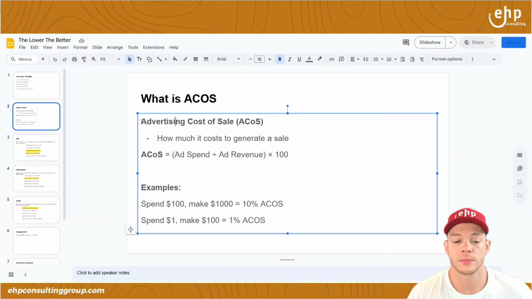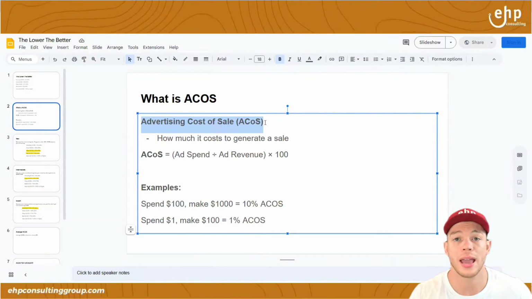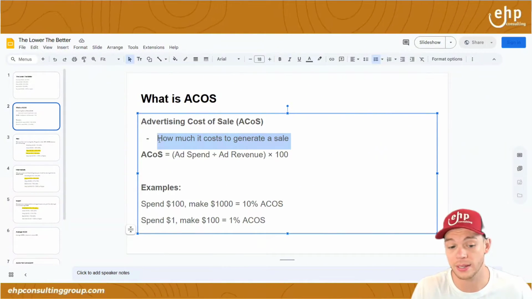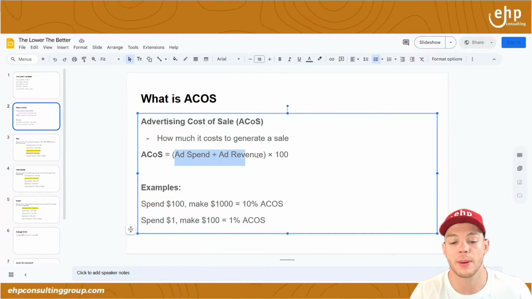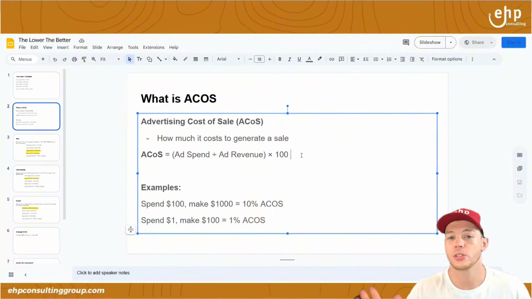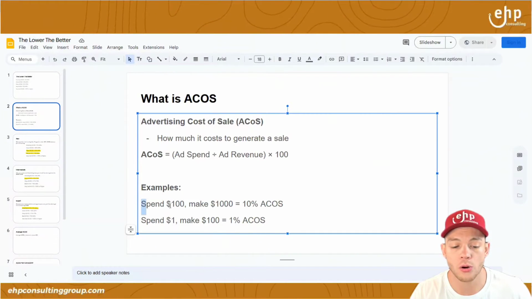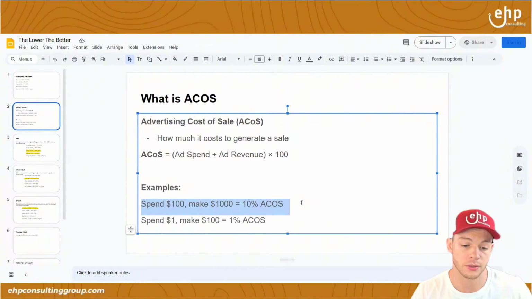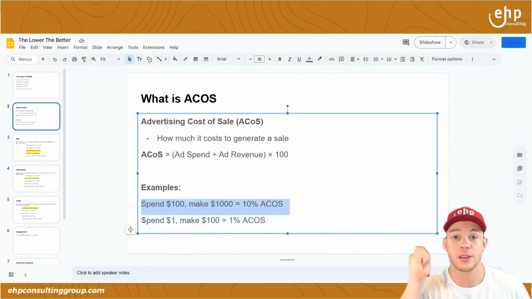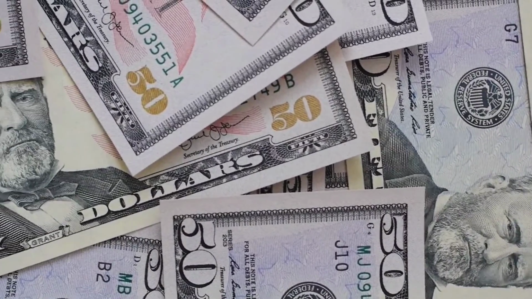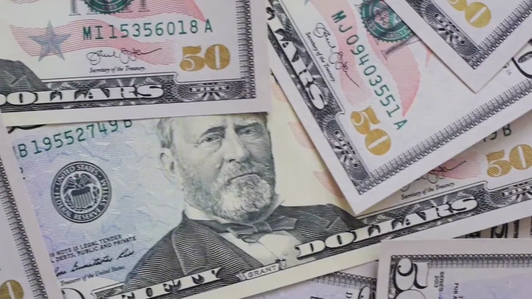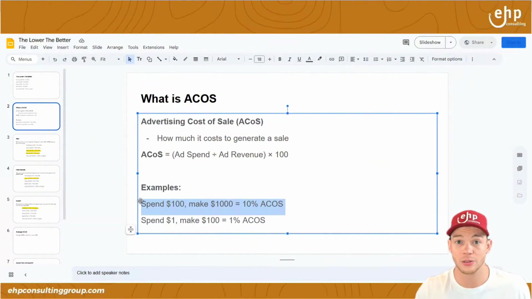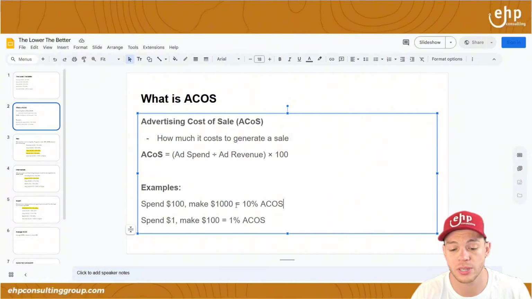Now, what is ACOS? Advertising cost of sale. That's what ACOS stands for. And it's how much it costs to generate a sale through Amazon ads. It's ad spend divided by ad revenue times 100. I'm just going to give you a quick breakdown. If you spend $100 on ads and you make $1,000, that's a 10% ACOS. If you give somebody $1 and you make $100 back, that's 1% ACOS. So it kind of just gives you perspective. You spend $100, you make $1,000 back. What a great day. That's 10% ACOS.